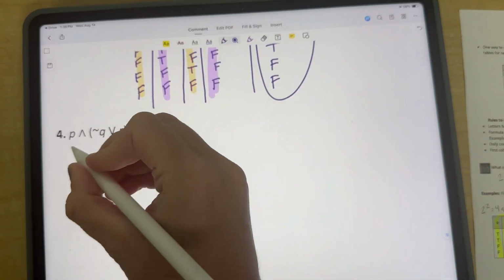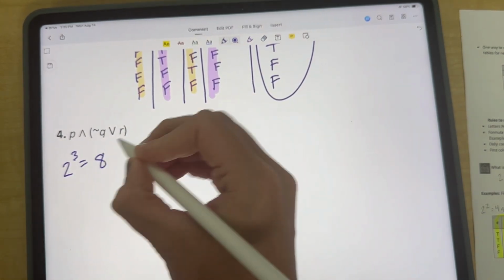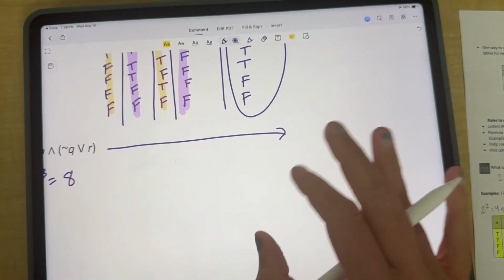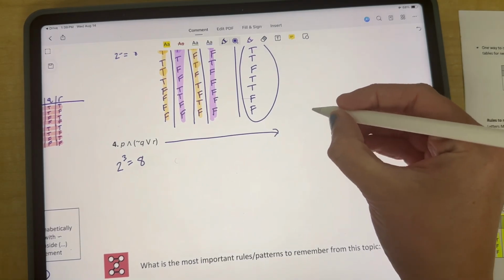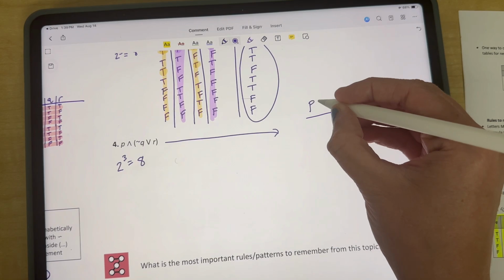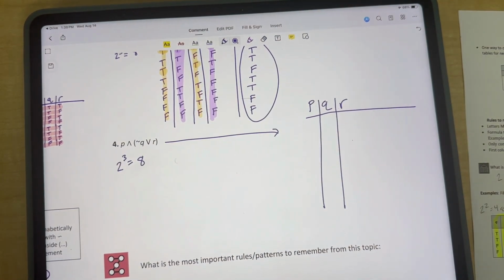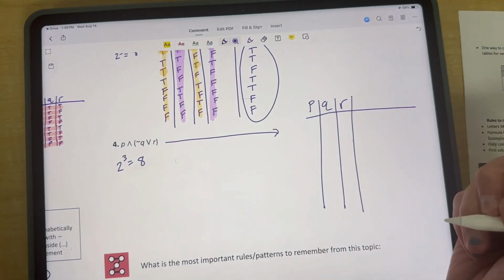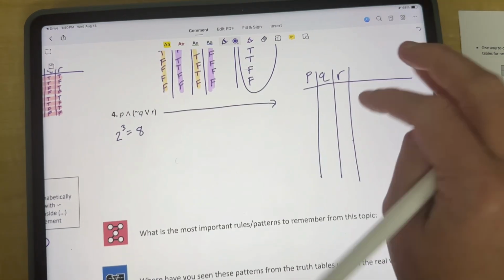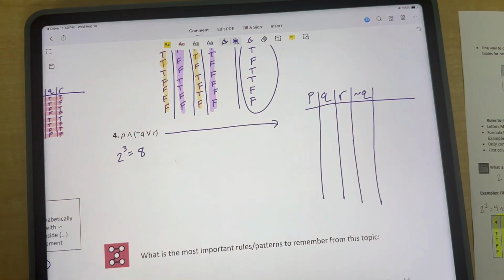Okay, you have how many letters? 3. So I have 2 options for 3 letters. That's 8 rows. What's our 3 letters? Let's set up quick. Actually, I'm going to do it probably over here, because I have more room. So our letters, we have P. We have Q. We have R, okay? Do we have any negations? Yes. I see one right here, not Q. So I need to know what not Q is. Told you it's a lot.